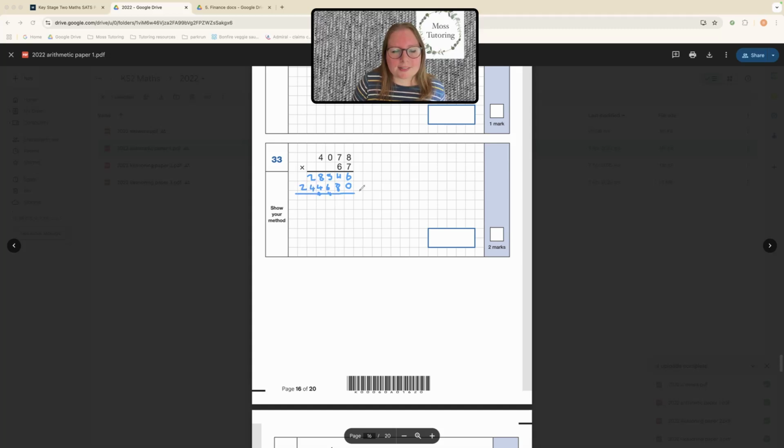Okay, let's add these up. So 6 add 0 is 6. That makes 12. The 4 add 12. This makes 12. 8 add 4 add 1 is 13. 2 add 4 add 1 is 7. And then add 0, you can always put a 0 there if it helps you. 0 add 2 is 2. To make an answer of 273,226. So well done if that's the answer that you got.